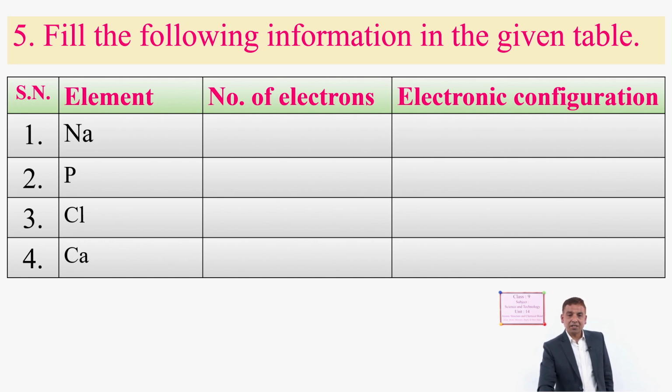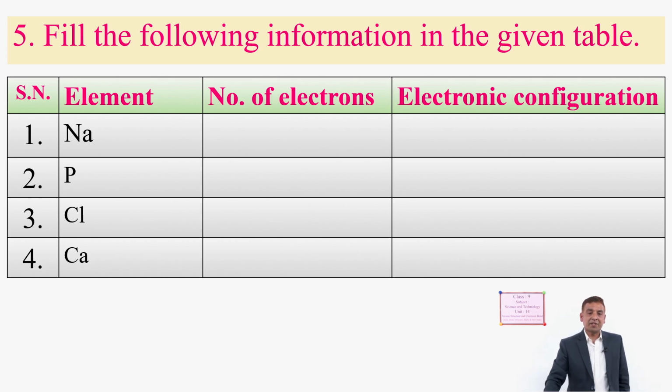These electrons should be configured in different orbits by using the 2n square formula. Then you can write the electronic configurations of these elements in your own copy. I hope you can do this yourself.